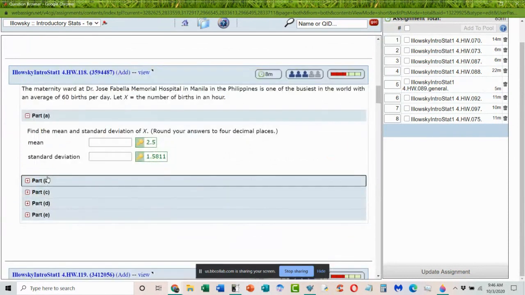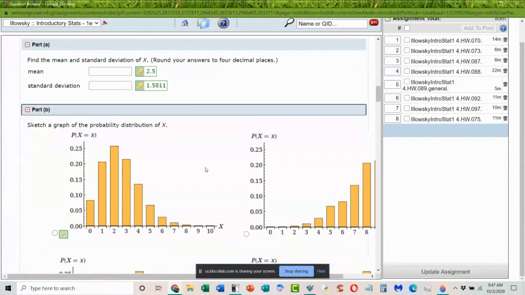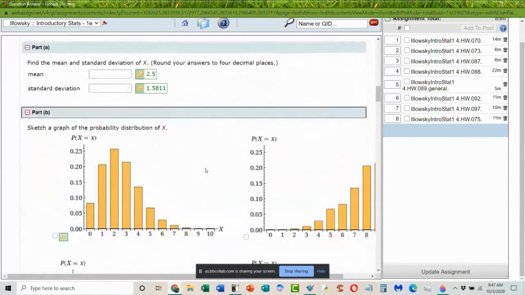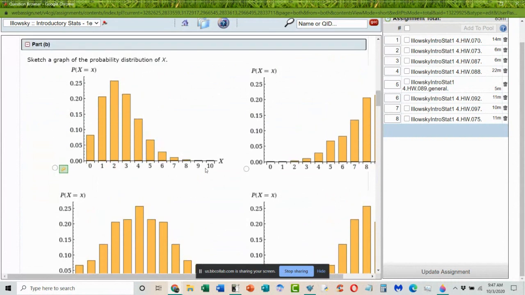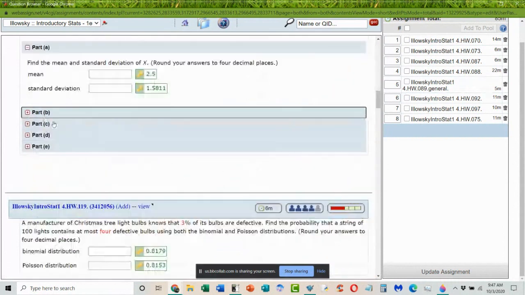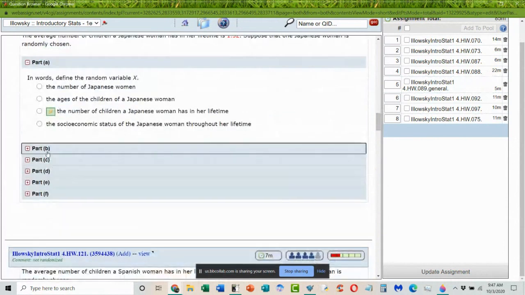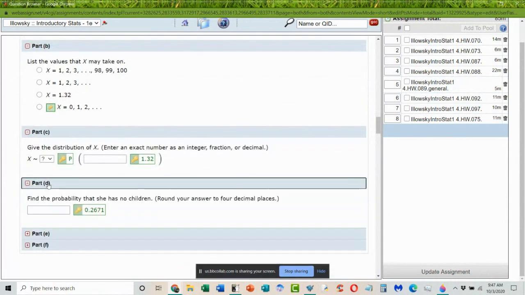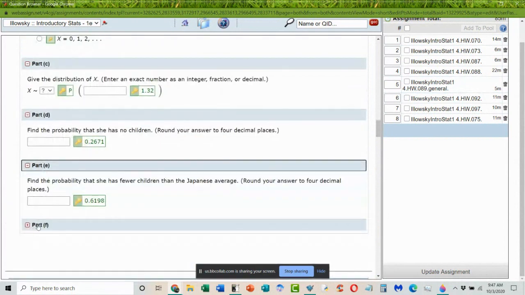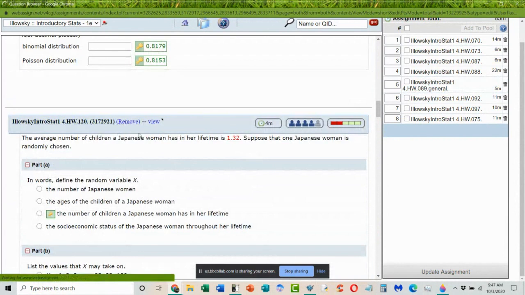I don't want to deal with the graph though. Can I remove the graph as a question? I don't think I can, because I don't care about the graph. Okay, I got one. Add that. All right, there you go.